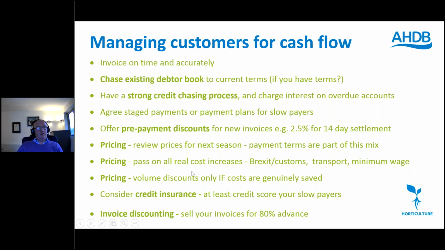In terms of the cost of production, we need to make sure all real cost increases are being passed on. There's a bit of uncertainty at the moment about Brexit input costs and customs costs, transport's going in one direction, and minimum wages, and making sure all of those are rolled into the true cost of production and the pricing we're passing on. And sometimes volume discounts are given just because it's volume, but maybe there's not necessarily an actual cost saving there to justify that.